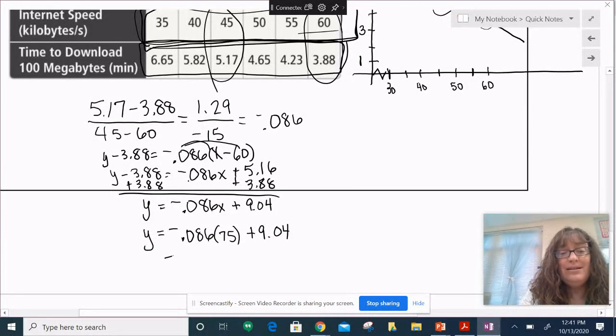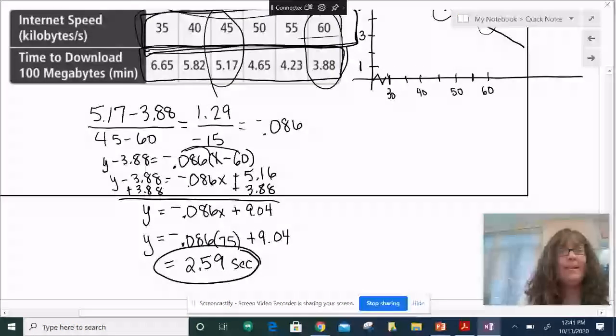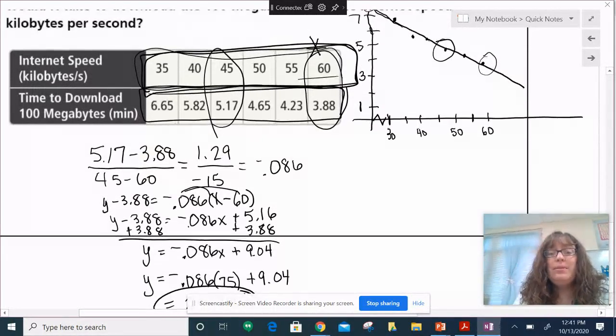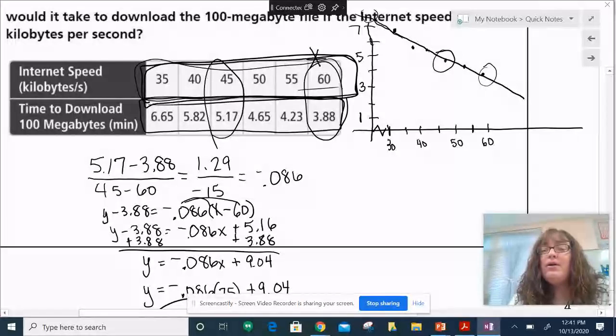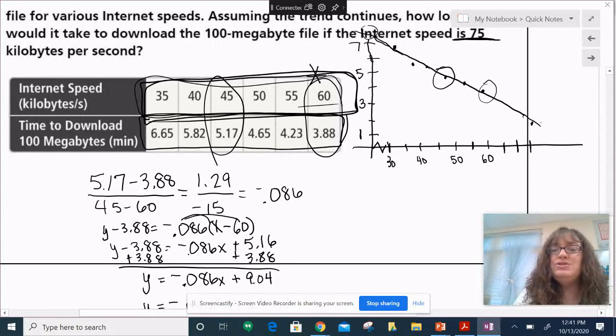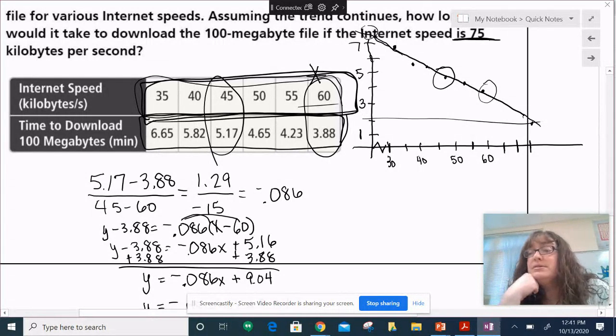When I do that, I end up with an answer of 2.59 seconds. Or I guess I should say minutes, sorry, because it says how many minutes to download. All right, so what that's telling me is about 2.59. And so if I come back over here and look at my graph, I'd be at 65, 70, 75. Does it seem reasonable that 75 would be just over 2 minutes? And yeah, that seems reasonable. So I can verify my answer by using my graph.